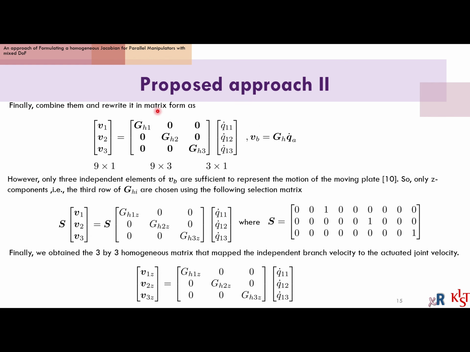And then by combining them and rewriting them in matrix form, we obtain this relation. The velocity of the branch has dimension of 9 by 1, the mapping matrix has 9 by 3 dimension, and the actuated joint velocity is 3 by 1. However, only 3 independent terms are sufficient to describe the motion of the moving plate. So only Z components are selected using the selection matrix. By pre-multiplying this matrix with the selection matrix, we obtain a 3 by 3 Jacobian matrix that relates the actuated joint velocity to the 3 independent linear velocities of the moving plate.